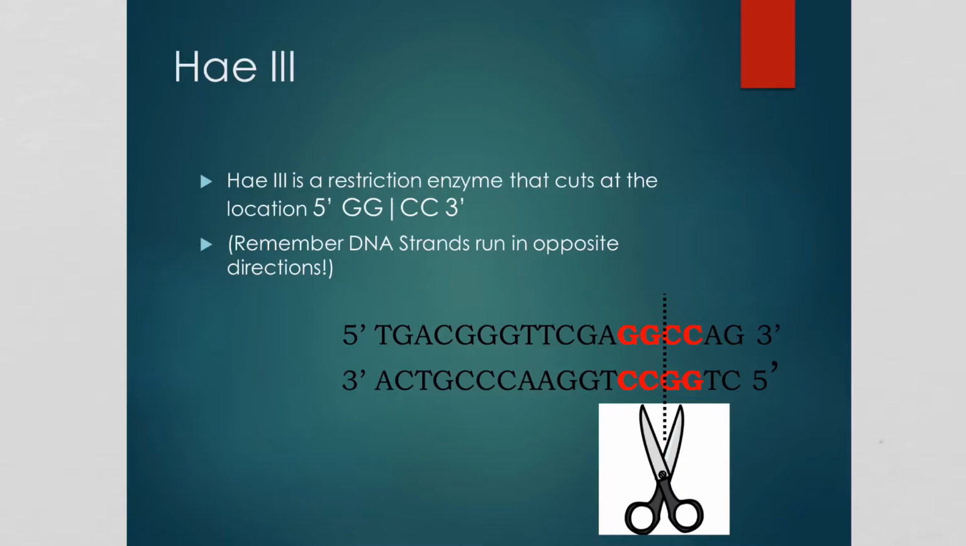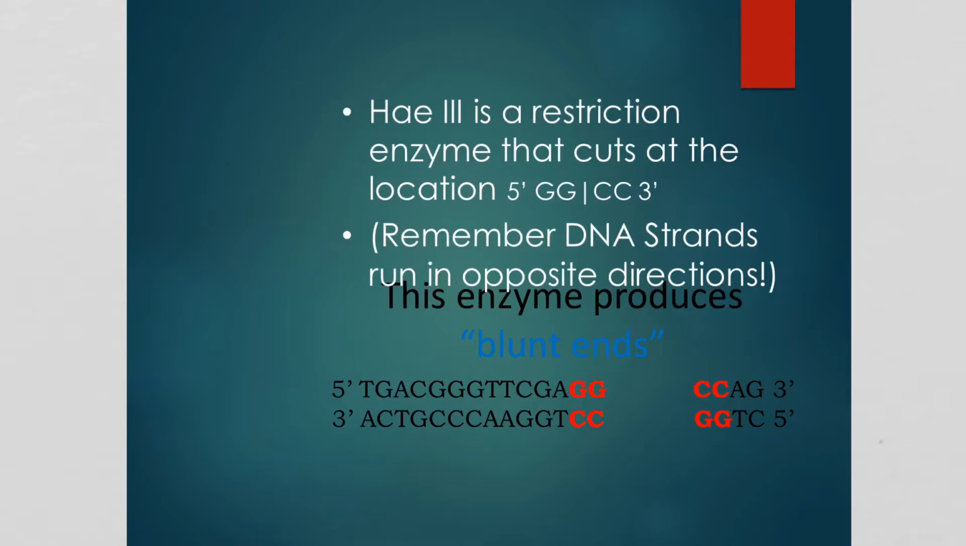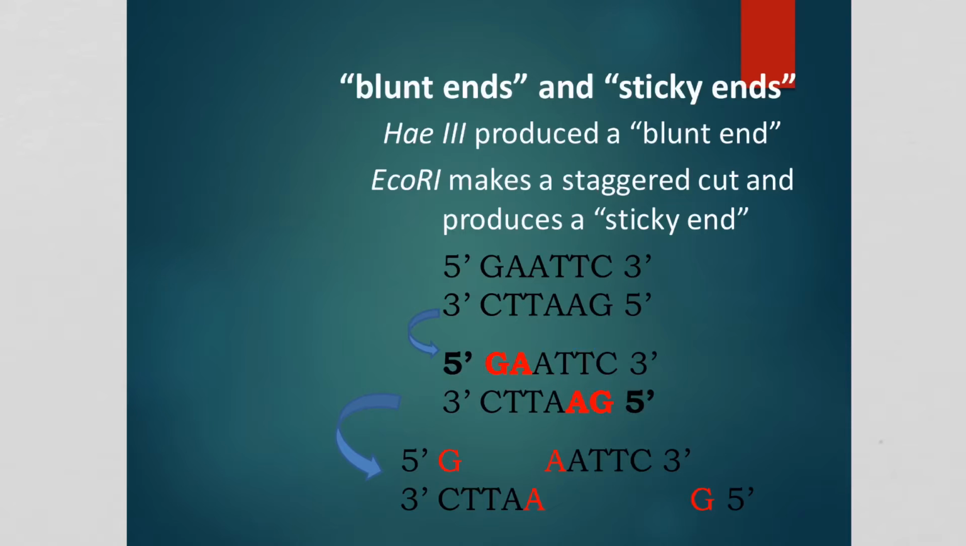So this enzyme cuts at GGCC, and it cuts it right in half. And we're going to talk about this, but whenever DNA gets cut right in half, right down the middle, we call it a blunt end. Now this is going to be important because blunt ends can't be joined back together. So we're actually going to look at an enzyme that cuts a different way, EcoRI. And this makes a staggered cut, so it produces what we call a sticky end.